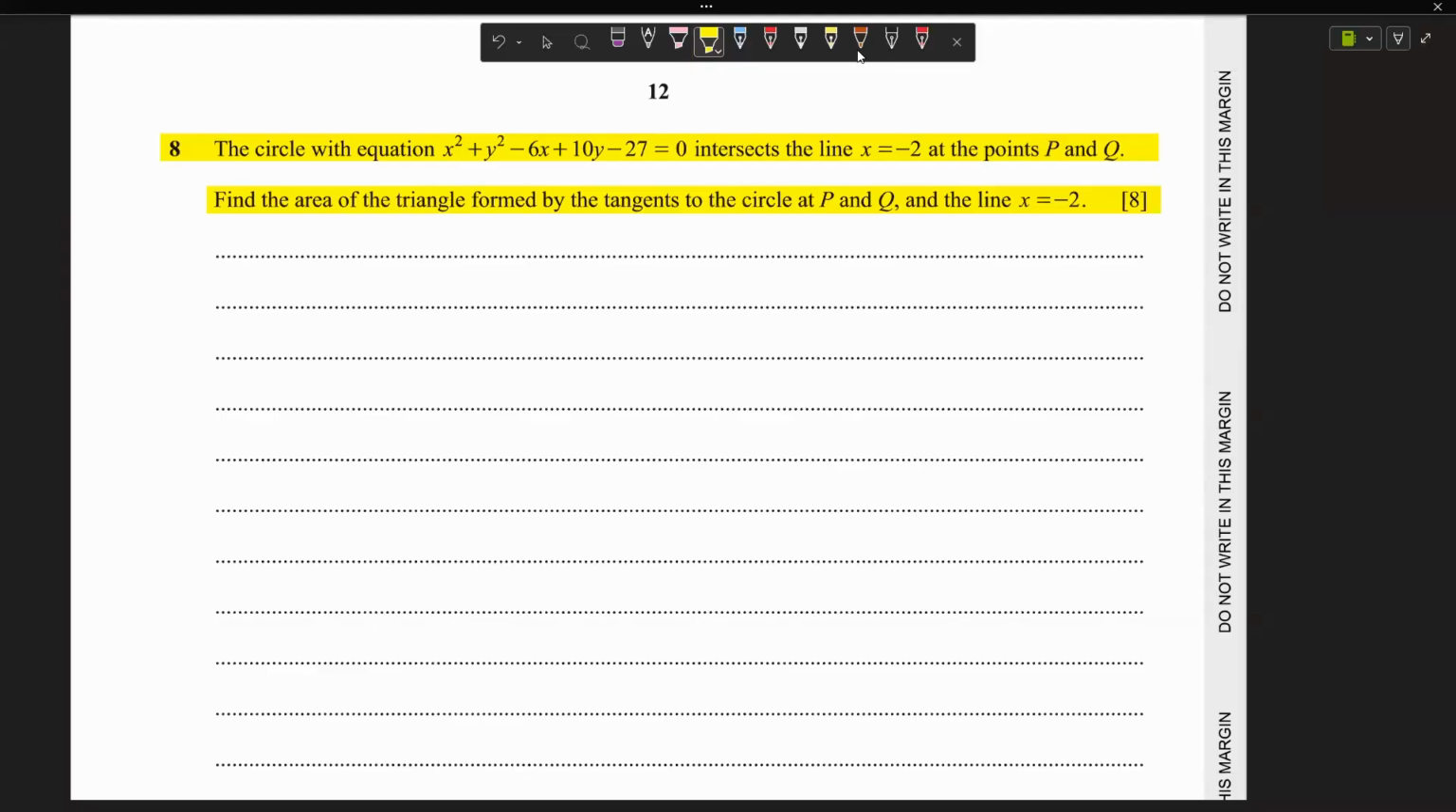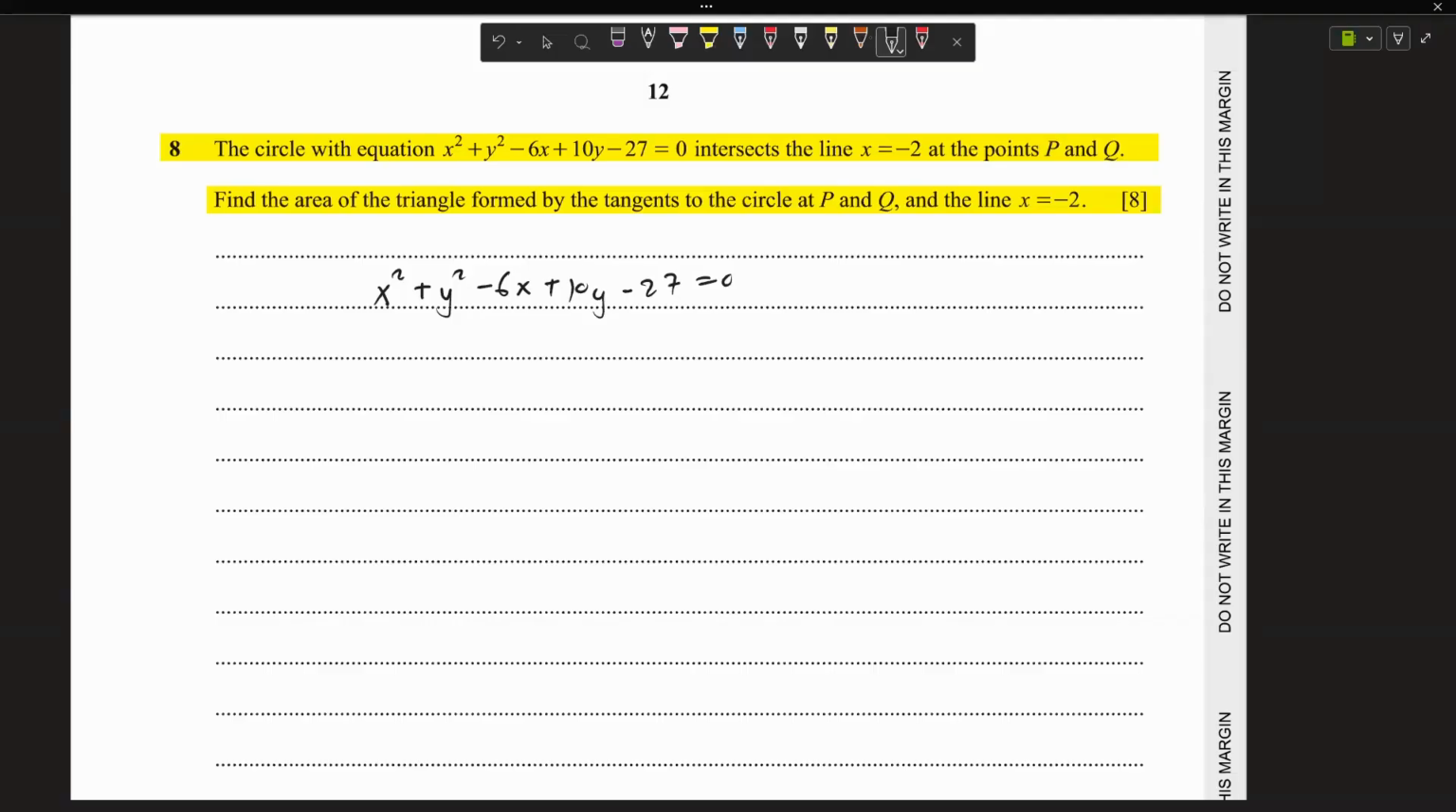Okay, quite an interesting question it is. We're going to start by, obviously, finding the center of the circle. So I'll take the equation x squared plus y squared minus 6x plus 10y minus 27 equal to 0, and I'm going to complete the squares.